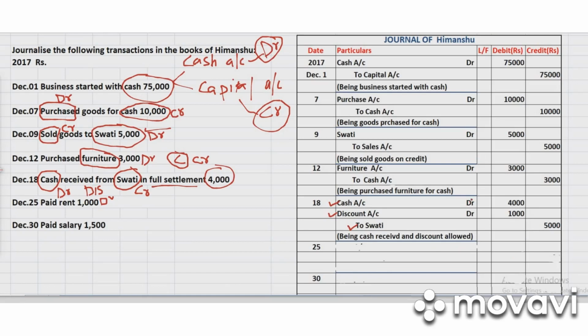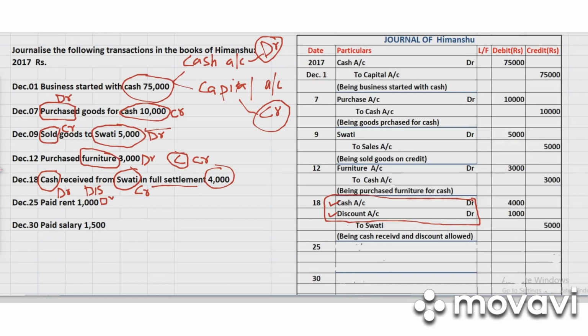And here another important thing. Okay, it's a technique rather. You remember this technique. You just consider these two accounts, cash account and discount account. Both are like Siamese twins. Siamese twins means they won't be separated. They will be always coming together. So if cash account is debited, discount account also will be debited. If cash account is credited, discount also will be credited. Both will be coming together always.